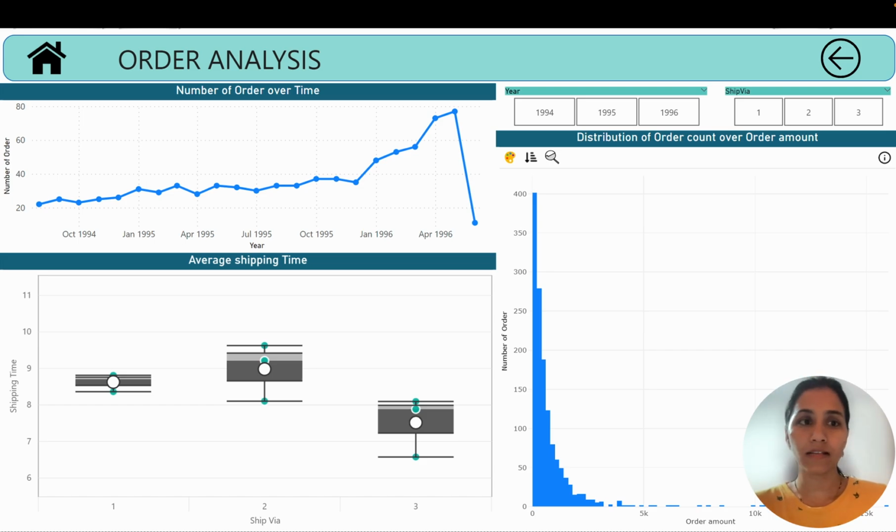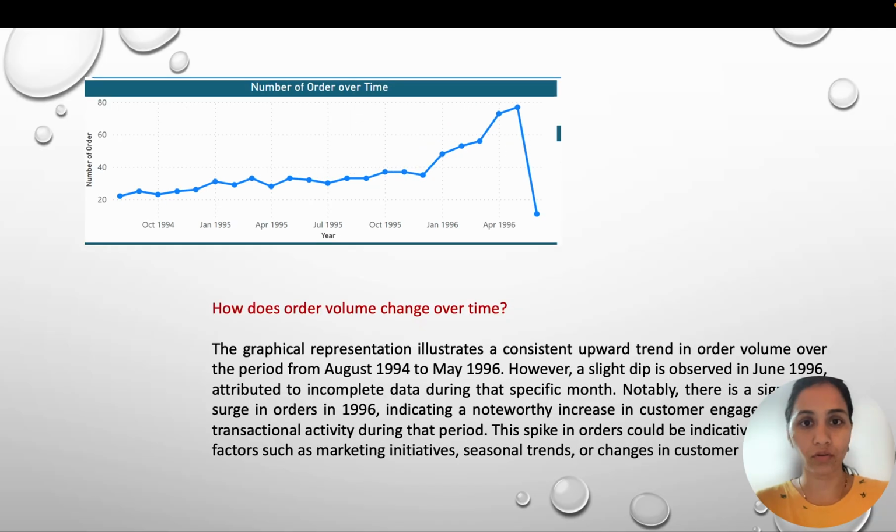Now, this slide is about the order analysis, which contains year, ship via, and the three visualizations for the questions we have been asked. The first question of order analysis is, how does order volume change over time? From October 1994 to April 1996, we can neglect the month of May because of incomplete data. There is a drastic increase in the number of orders, which gives us an upward trend of order volume over the period of time.